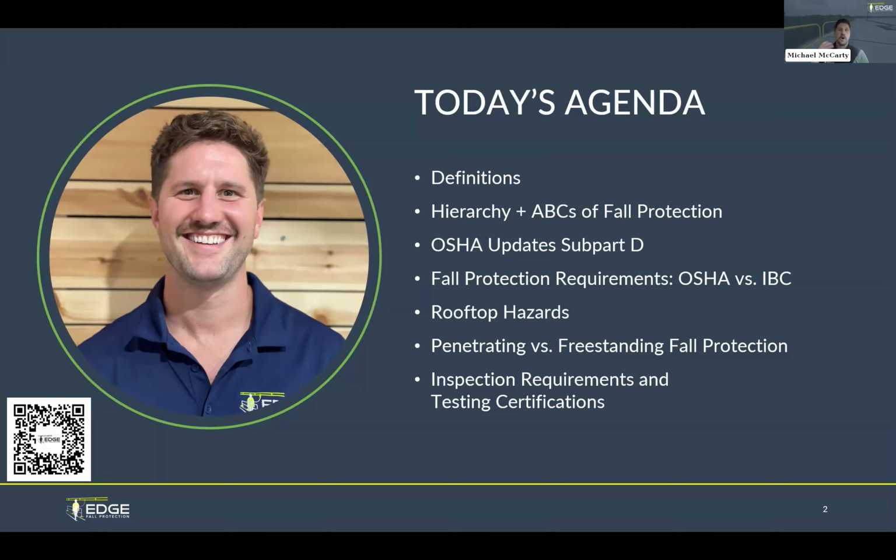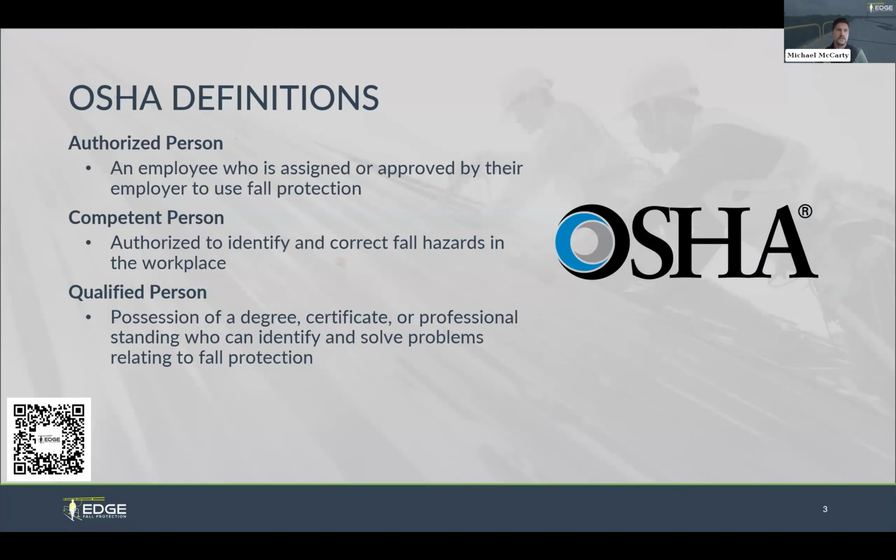We'll be talking about OSHA versus IBC. There's a ton of confusion about when I need fall protection on a rooftop, so I'll address that. We'll talk about specific rooftop hazards, what you should be on the lookout for, either when you're designing, planning, installing, or protecting your employees. We'll look at the pros and cons of a penetrating versus non-penetrating fall protection system. And then we'll briefly cover the inspection requirements and testing certifications. Again, any questions on any of these things, put them in the Q&A. We'll definitely touch base with them towards the end.